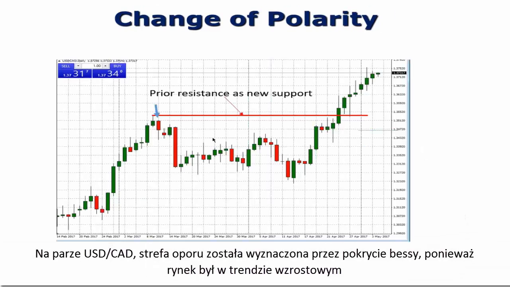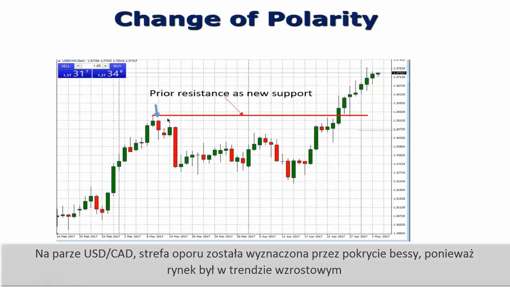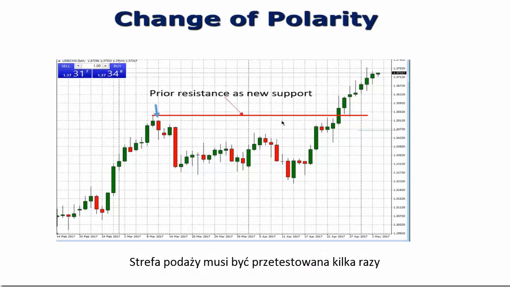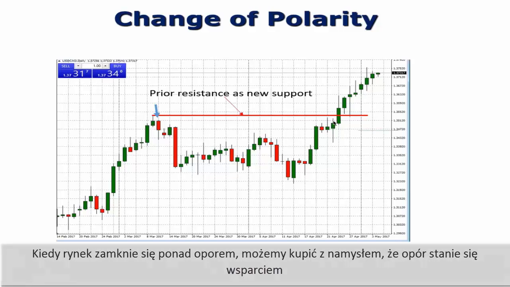Okay, recently in the U.S. Canadian resistance area, a bearish engulfing pattern is a classic bearish engulfing pattern because the market was in an uptrend. Resistance, see, it has to be tested a few times. Resistance, resistance, resistance. Once the market closes above that, one could think about buying it with the idea that the prior resistance should be the new support.